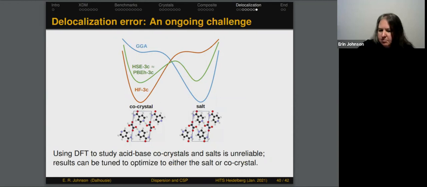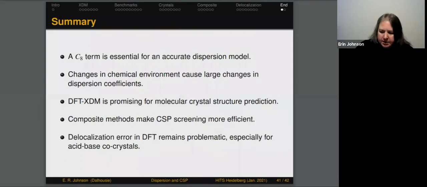And we can then tune the fraction of exact exchange to get basically any answer you want between these two extremes. And we can shift the relative energy of the salt and co-crystal form just based on the fraction of exact exchange. So using DFT to study these acid-base co-crystals and salts is unreliable. We can get any answer we want depending on the functional we choose. All right, so that brings me to the end of the talk.